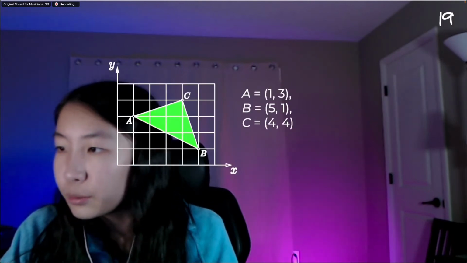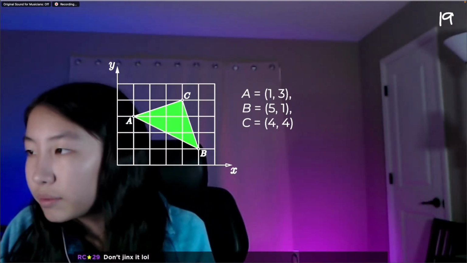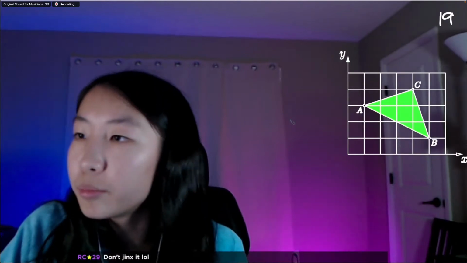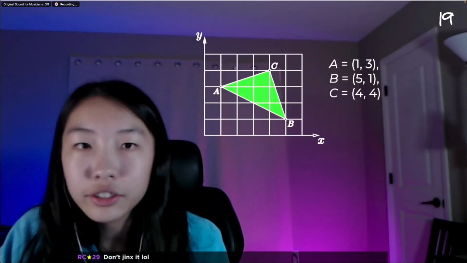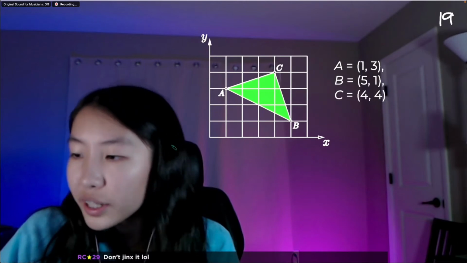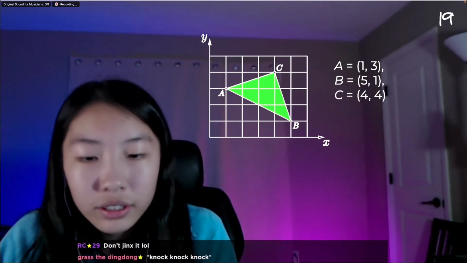All right. Ooh, okay. We have a nice diagram for this question. And let's read the problem first. So we have a triangle with vertices A, B, and C plotted on a 6x5 grid. And we want to know the fraction of the grid covered by this nice green triangle. So there's actually a lot of different ways to do this problem, which makes it really nice.